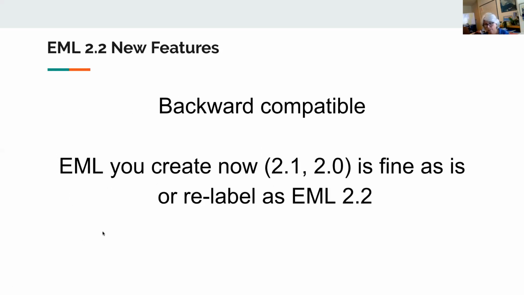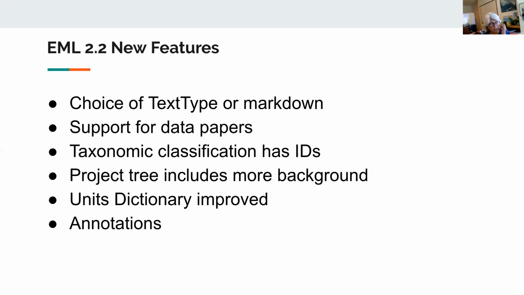Here is the quick overview of the new features. This is the 10,000-foot view. Text elements now have a choice of text type or GitHub style markdown. There are new elements for data papers. Taxonomic classification has a place to hold external identifiers, for example, from a taxonomic registry like ITIS. The project tree includes more background information, and this is where the structured funding description is.